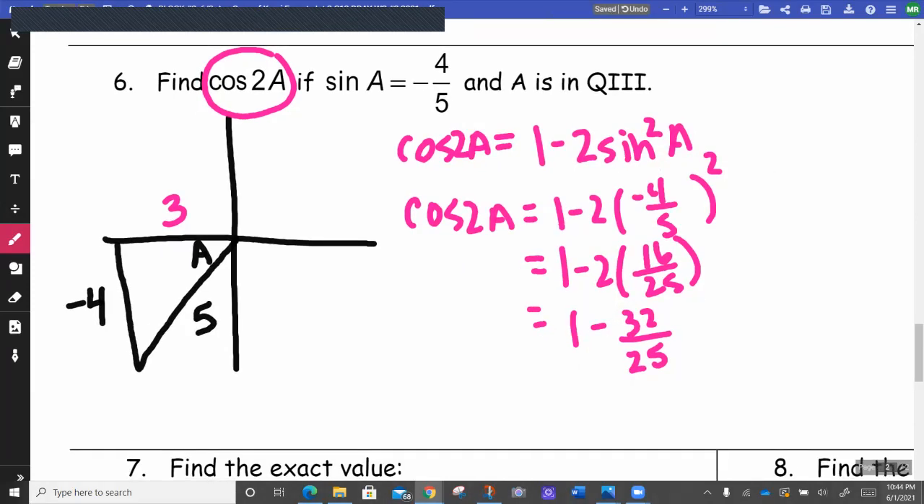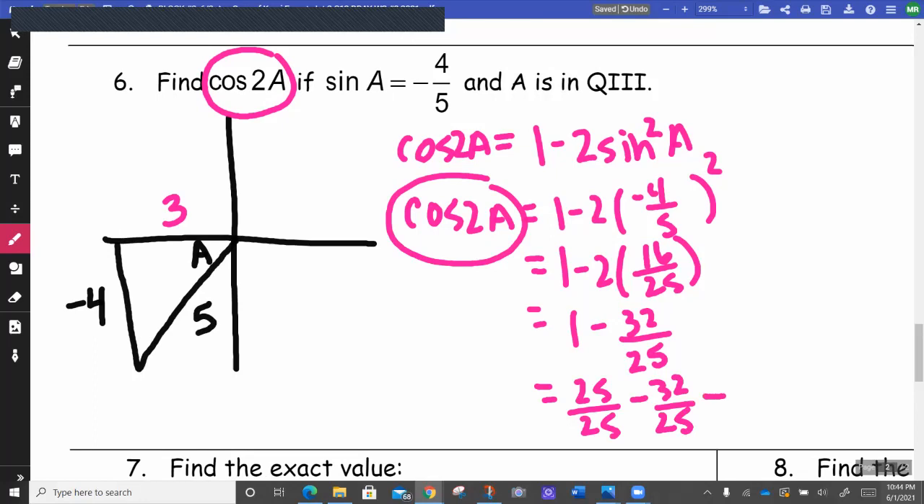When I do that math, this is really 25/25 minus 32/25. So my cosine of 2a is going to equal negative 7 over 25. That's going to be my answer.